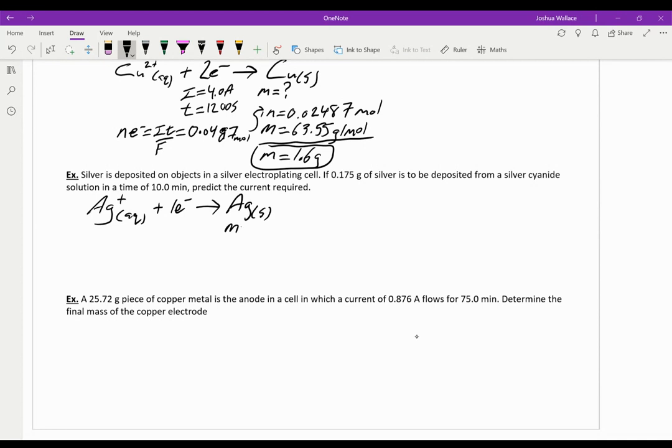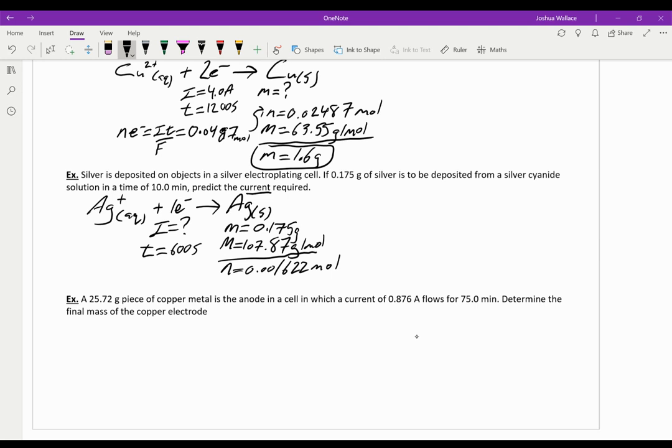We know we have our mass here of 0.175 grams. Our molar mass is 107.87 grams per mole. And we're able to find our moles of 0.001622 moles. We're trying to find our value of I. We have to predict the current required. Our time is 10 minutes, which is 600 seconds.